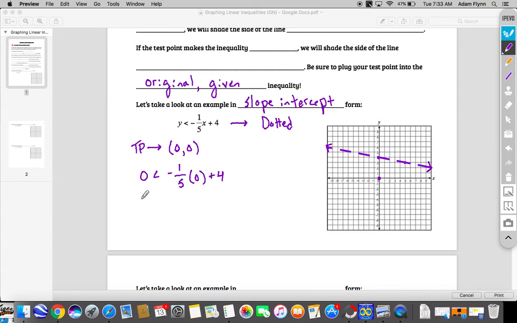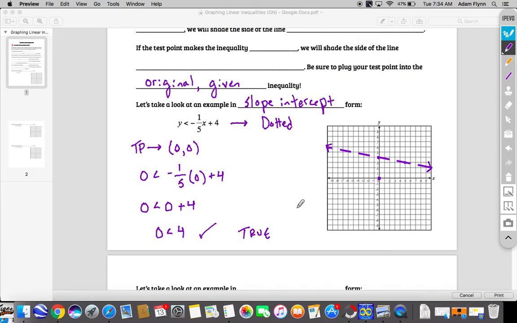So I'll keep evaluating. I have 0 is less than negative 1/5 times 0 is 0. And then I've got plus 4. And then my last step, 0 plus 4 is going to be 4. So we have 0 is less than 4. Okay? That works out. That's true.